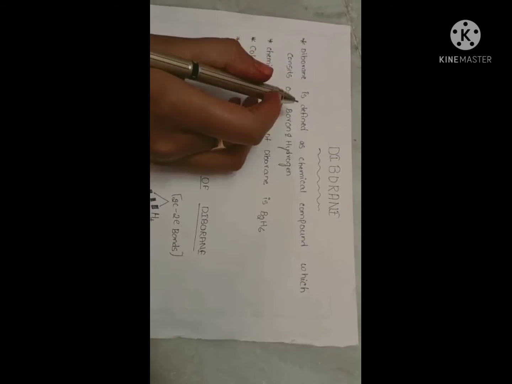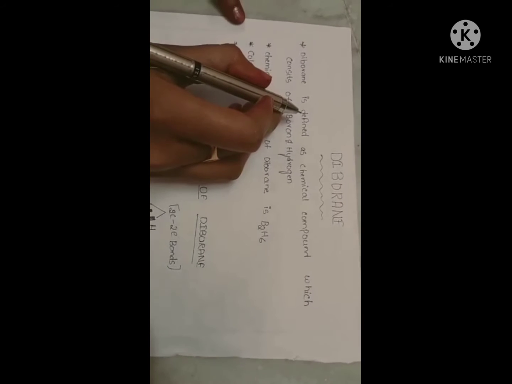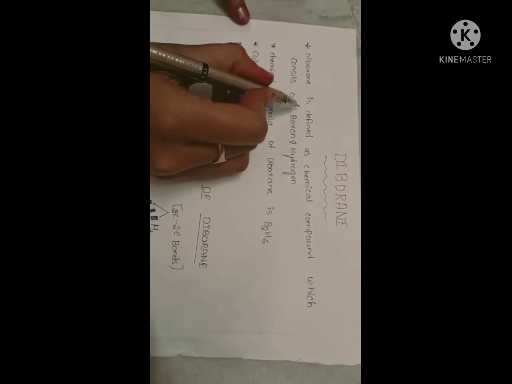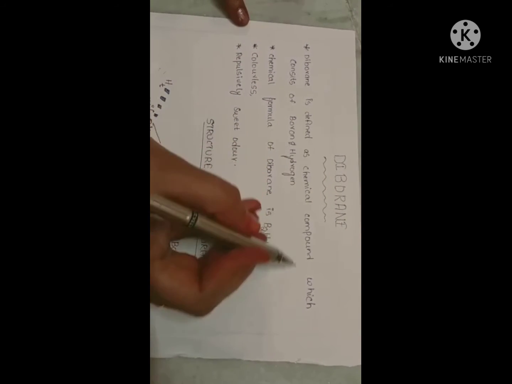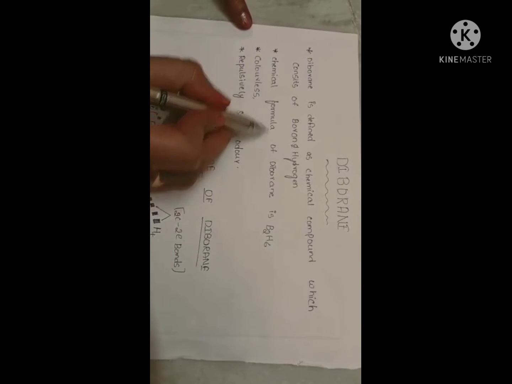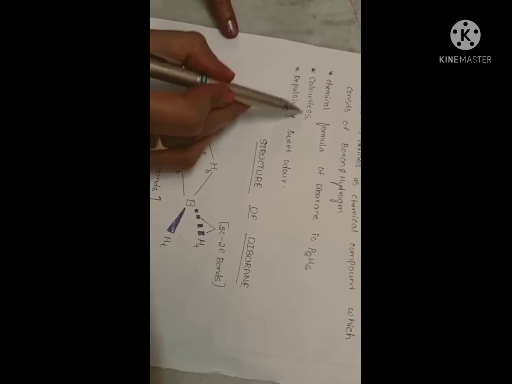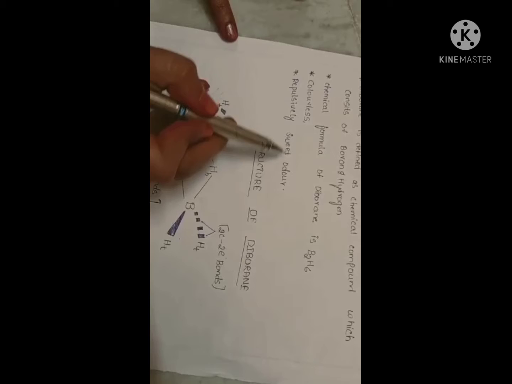Hi friends, today we will discuss the diborane structure, preparation and properties. First, diborane is defined as a chemical compound which consists of boron and hydrogen. The chemical formula of diborane is B2H6. It is a colorless gas with a repulsively sweet odor.